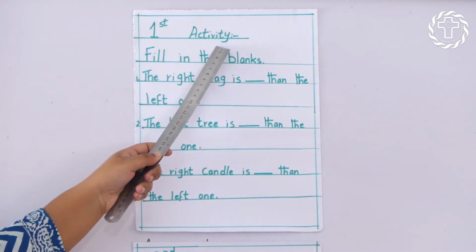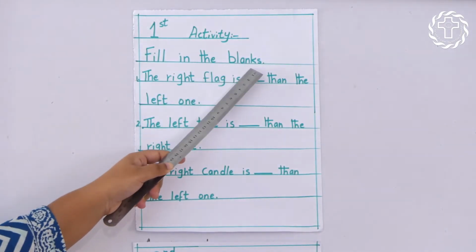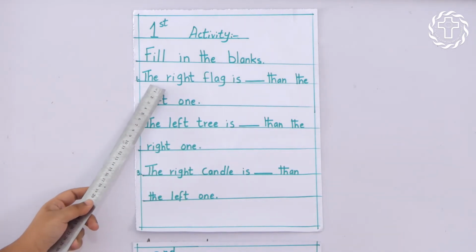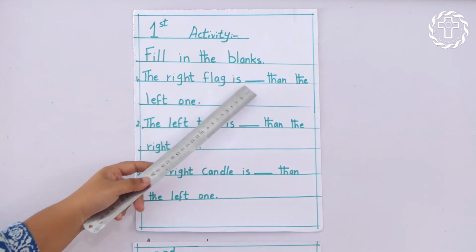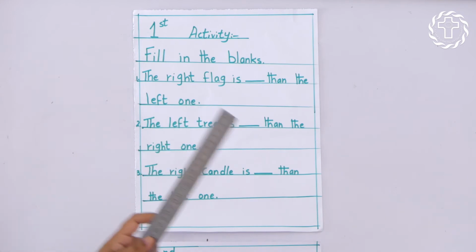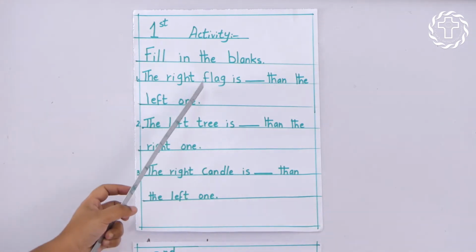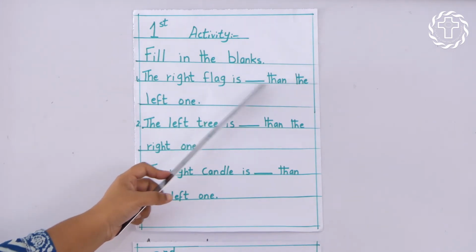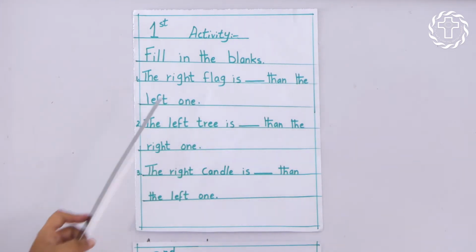This is your first activity. Fill in the blanks. The first one: the right flag is dash than the left one. The right flag is dash than the left one.